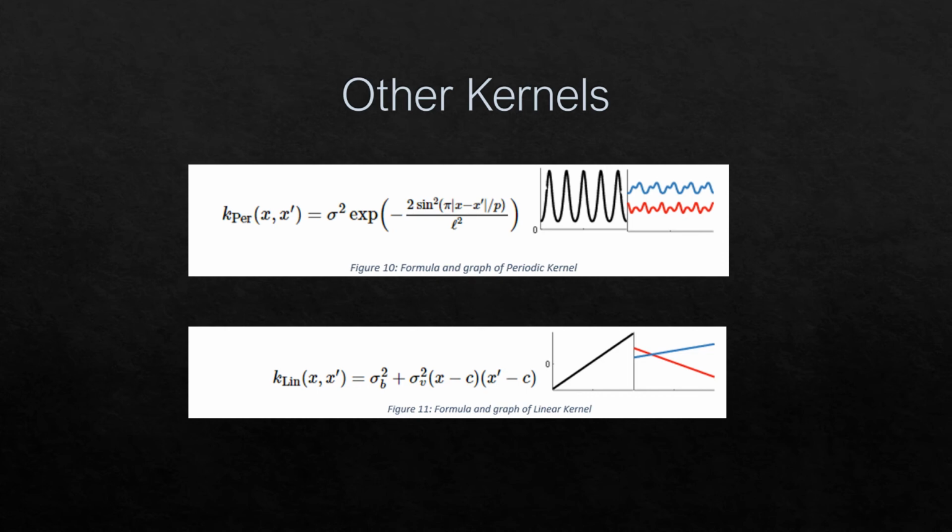Now, if we had data that behaves more linearly, then here is an example of the linear kernel. And just as with the exponential kernel, there are parameters here that can be set to an infinite amount of values, which, just to reiterate, is why the Gaussian process behaves like a neural net with an infinite amount of nodes.